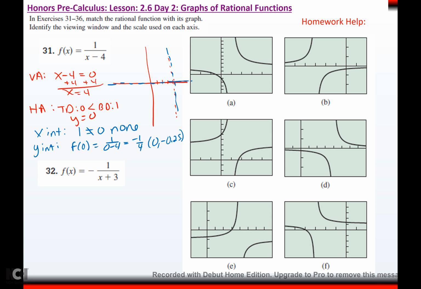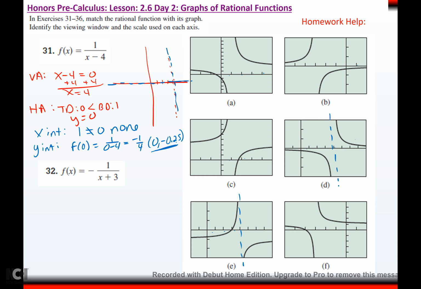So I'm looking for a vertical asymptote that's 4 units to the right. 1, 2, 3, 4. Oh, there's 1. 1, 2, 3, 4, there's 1. Nope, so it's between these two. Okay, so now I'm going to check and see if it's got my y-intercept.